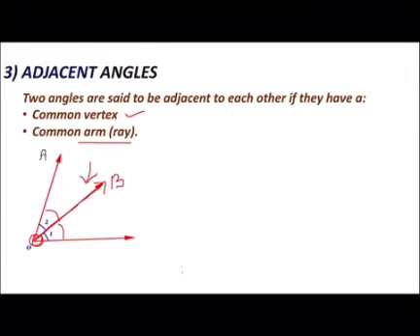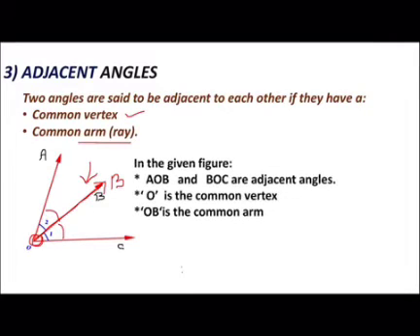Okay, now in the given figure, angle AOB and angle BOC are adjacent angles. O is the common vertex and OB is the common ray. Children, I hope it's clear. You have learned what complementary angles are, what supplementary angles are, and what adjacent angles are. I hope the definition is clear.